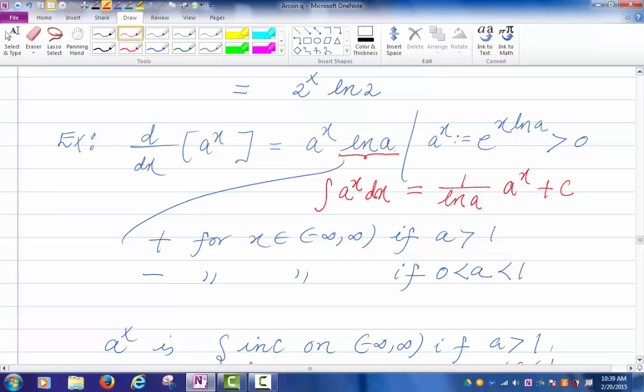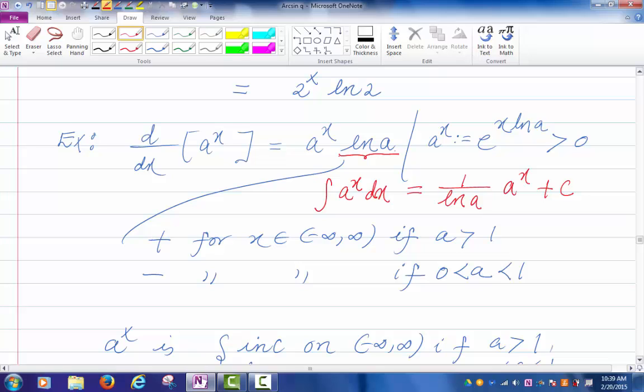Divide both sides by ln of a, then it's going to say that the derivative of 1 over ln of a times a to the x is equal to a to the x. So that's exactly the integration formula that I have. Is everybody okay? You guys realize that? The integral of a to the x would be 1 over ln of a times a to the x plus c.